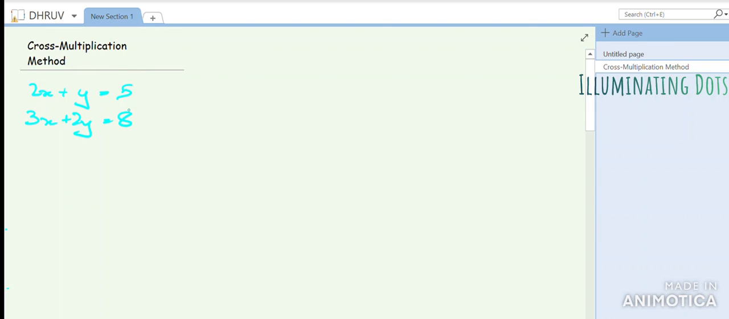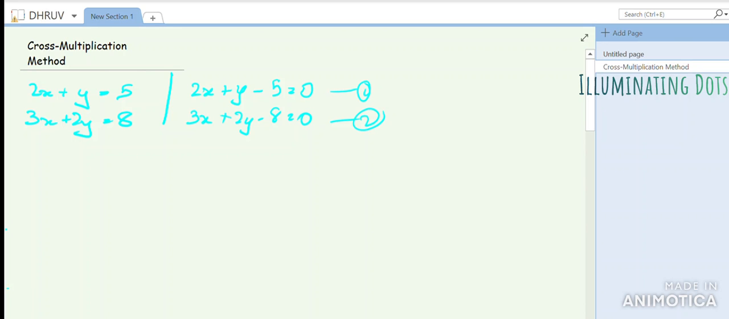The first part is we take everything on the LHS. Since only the constants are on the RHS, we will take them to the LHS also. So we get 2x plus y minus 5 is equal to 0 and 3x plus 2y minus 8 is equal to 0. So these are our first equation and second equation here. Now we solve them using the formula given.